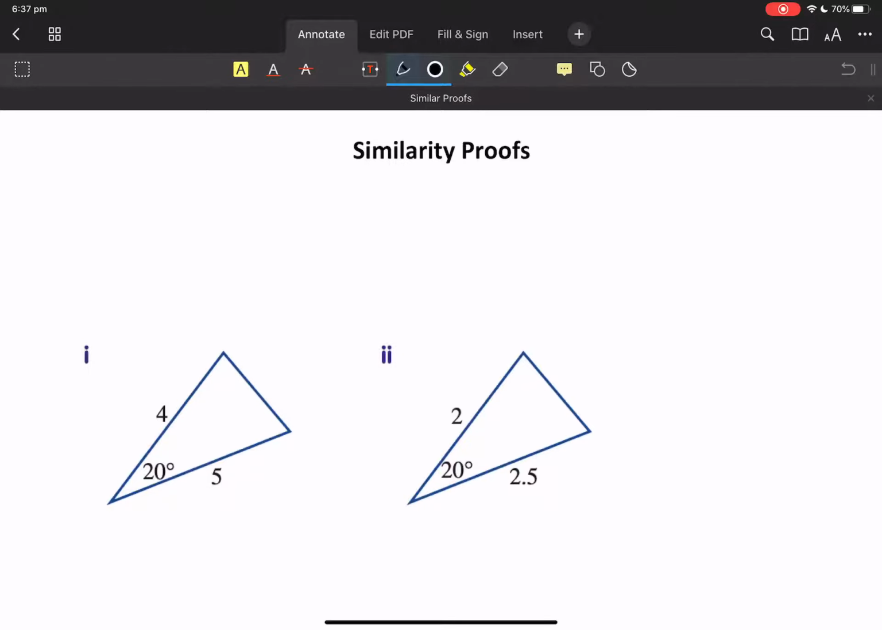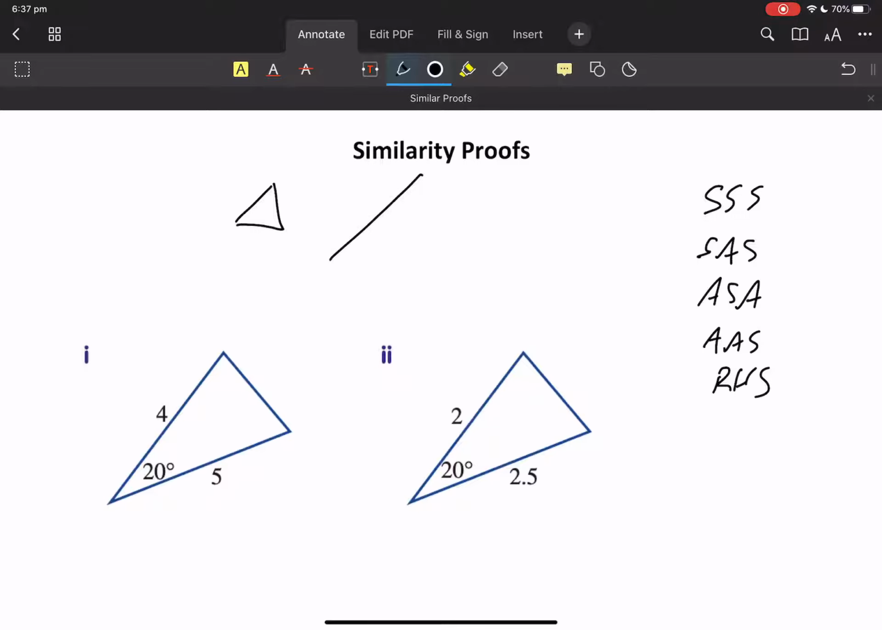Okay, similarity proofs. We've got all the same rules. What else is there? Angle, side. Plus, they don't need to be the same size. So those two triangles can be similar.